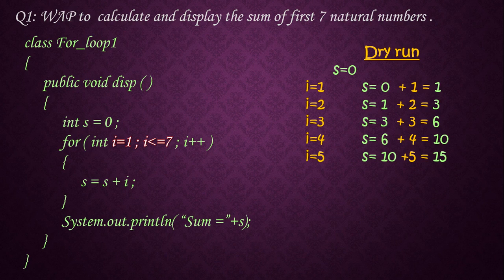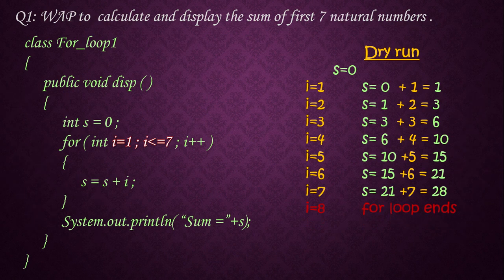i equals 5. So 10 plus 5, 15. i equals 6. 15 plus 6, 21. And finally i equals 7. So 21 plus 7 equals 28. Next i value increases to 8. But it is not satisfying my condition in the for loop.